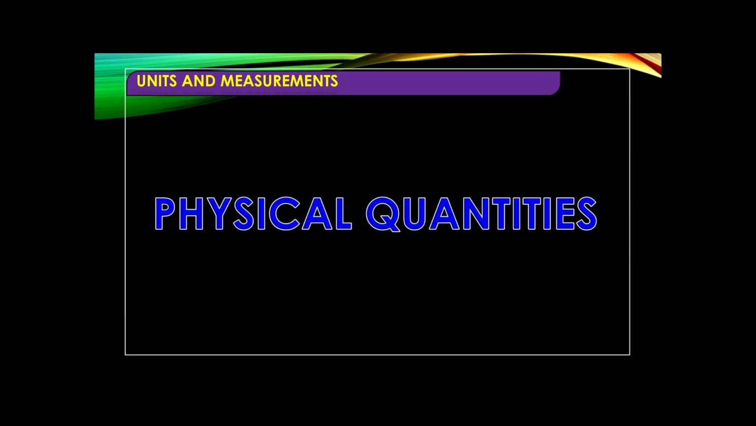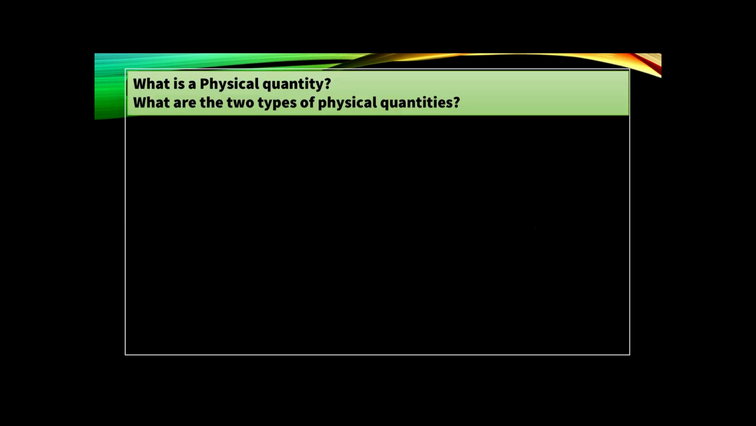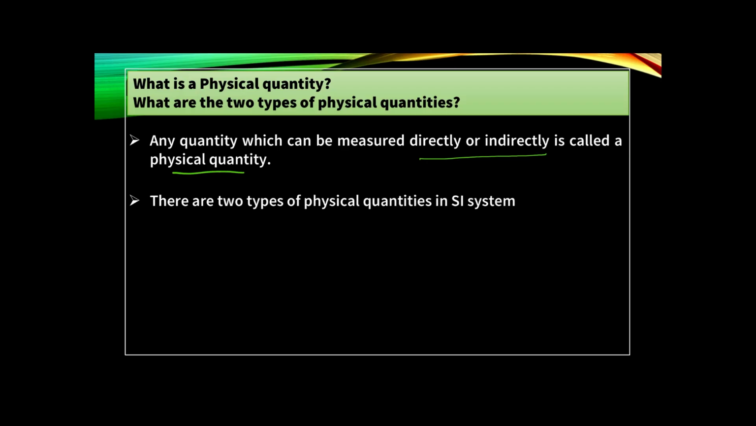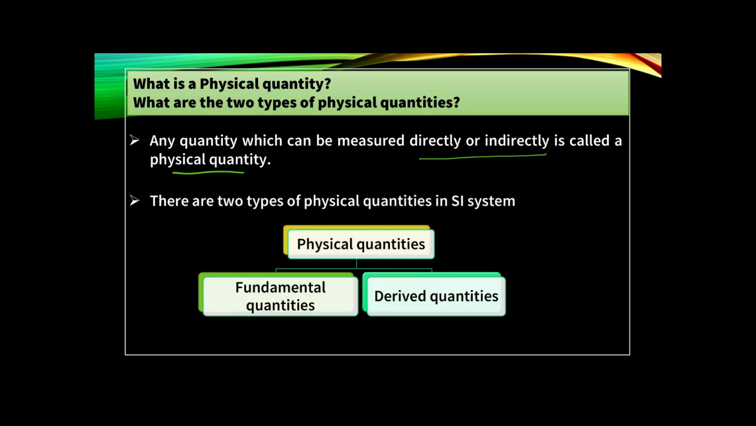Now, let's go for another topic, physical quantities, which we learned a little bit, but we go more in detail. What is a physical quantity? Any quantity which can be measured directly or indirectly, we call it a physical quantity. There are two types of physical quantities. What are they? Number one, fundamental quantity, and number two, derived quantity.